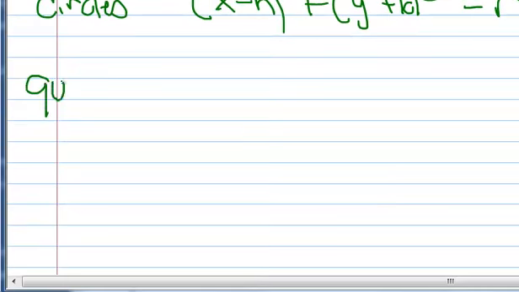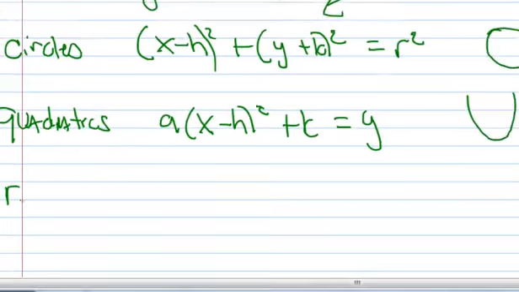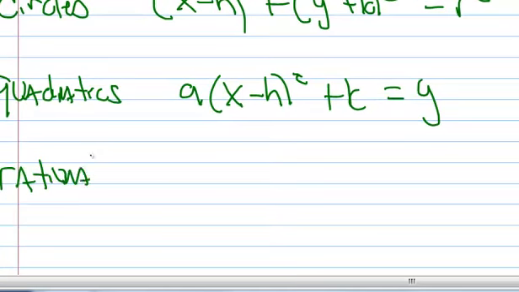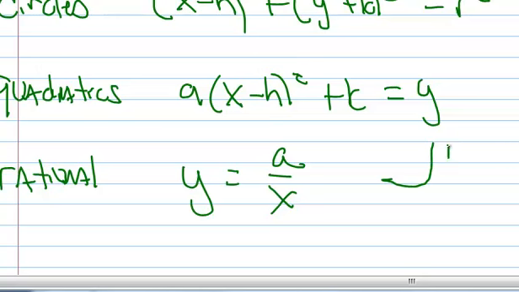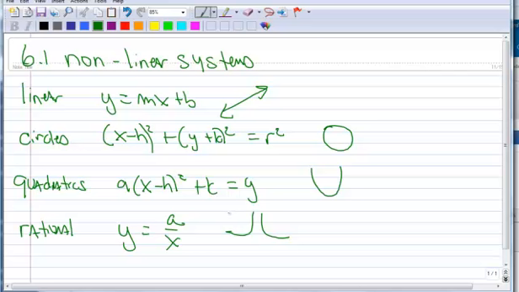Okay, we could also have quadratics. And you're familiar with vertex form, y equals, and of course quadratics look like that. And then I think we got a couple examples that have some rational functions in them. So we could have something that looks like this. And when we graph that, we get things like that. So anyway, all four of these things can be put together.